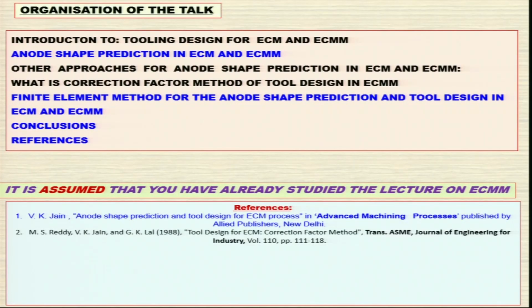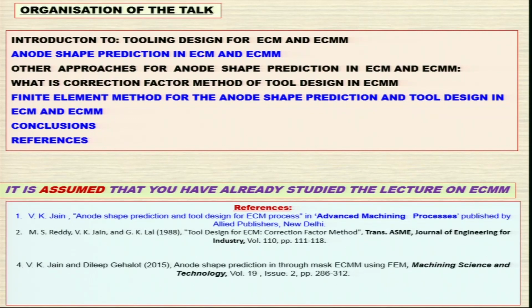These are some of the references referred to in this particular talk. One is the anode shape prediction and tool design for ECM processes in the Advanced Machining Processes book. This is very important. MS Reddy and others, tool design for ECM, correction factor method. I am going to discuss it in detail in one of the lectures. And then there is another paper, anode shape prediction in through mass electrochemical micromachining using the finite element method. And finally, there is Vijay Bhattacharya's paper published in the International Journal of Machine Tools and Manufacture.